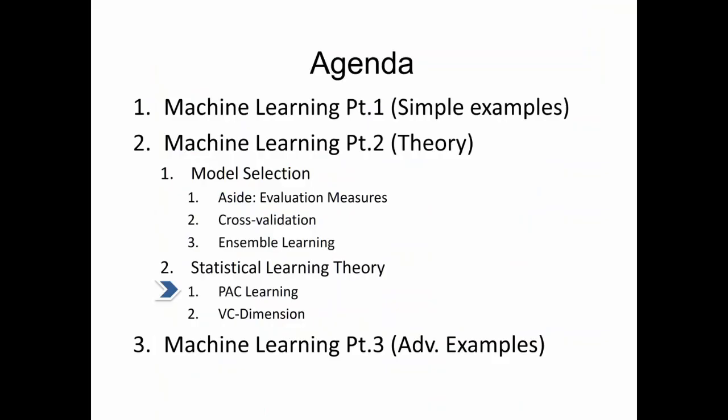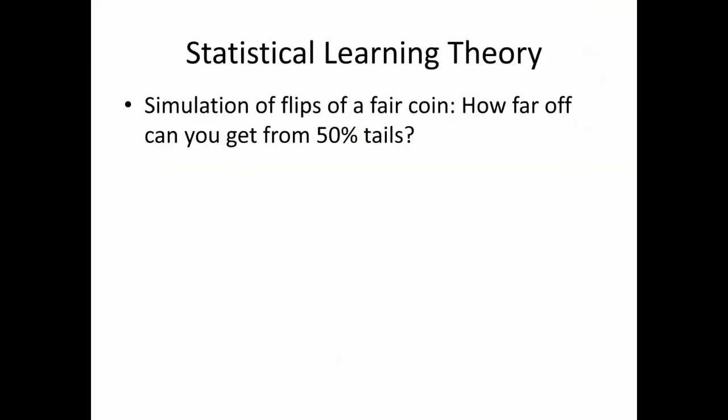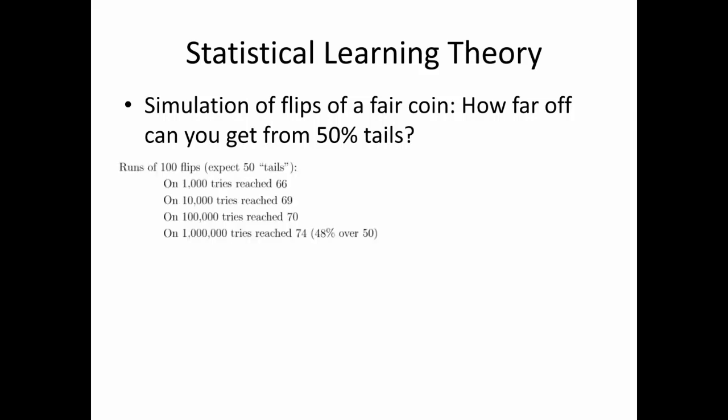Let's talk about some statistical learning theory. Suppose we have a fair coin. It's a coin that has 50% chance of getting tails. The question is, when you actually do an experiment, how far off from 50% can you get? So suppose we flip the coin 100 times. And since it's a fair coin, you expect 50 of these to be tails.